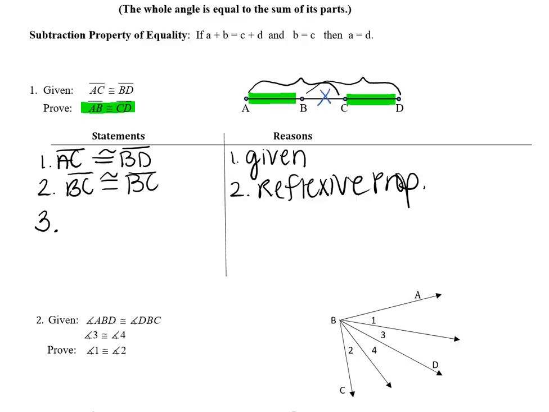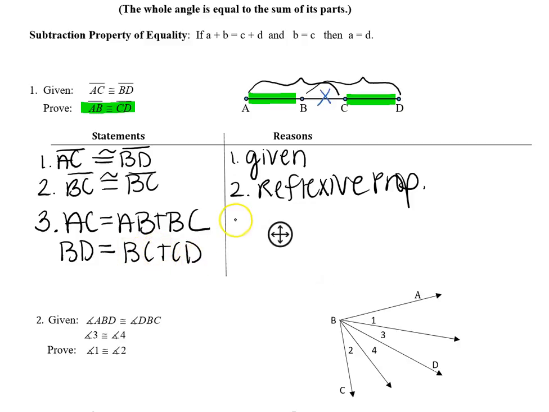Okay, so next I'm going to talk about what AC and BD are made up of, and that's the whole is equal to the sum of its parts. I know AC is made up of AB and BC. And I know that BD, which is the other segment, is equal to BC plus CD. So again, that's just the whole is equal to the sum of its parts.